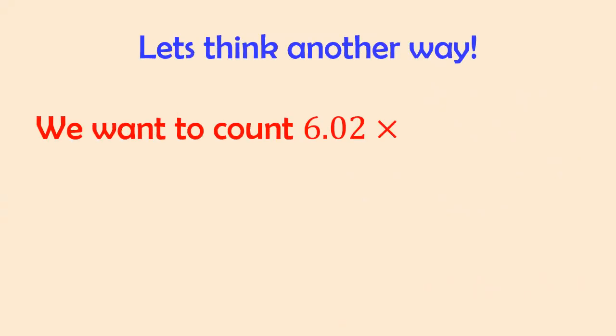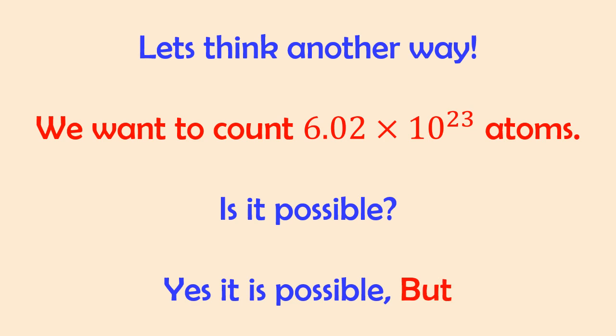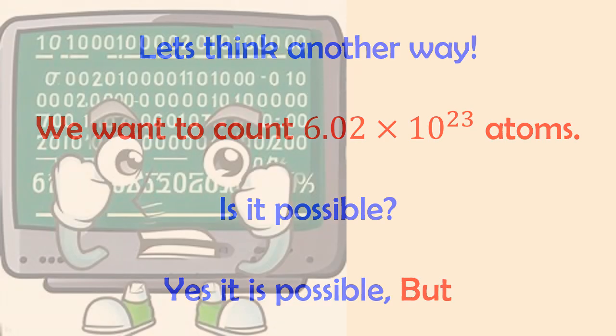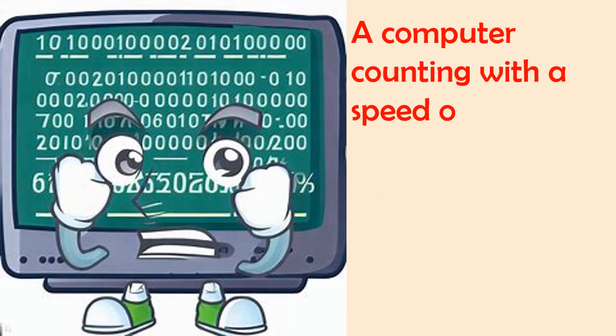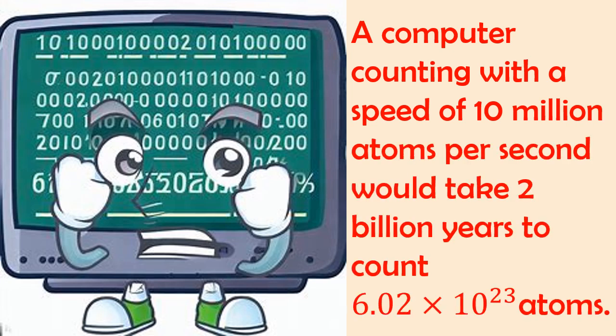Let's think another way. We want to count 6.02 into 10 raised to the power of 23 atoms. Is it possible? Yes, it is possible. But a computer counting with a speed of 10 million atoms per second would take 2 billion years to count 6.02 into 10 raised to the power of 23 atoms.